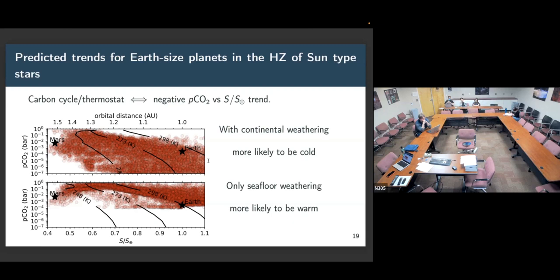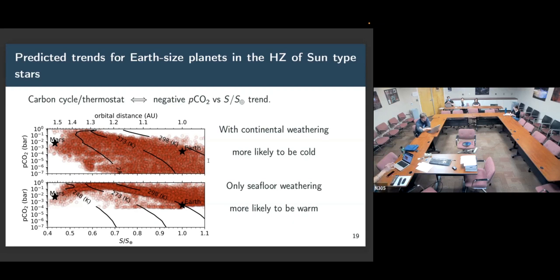Here at the bottom, we have planets in the stagnated scenario. And in this case, we only have seafloor weathering as a potential process to remove CO2 from the atmosphere, which is much weaker than continental weathering. And thus, a negative downwards trend exists, but is not as strong.